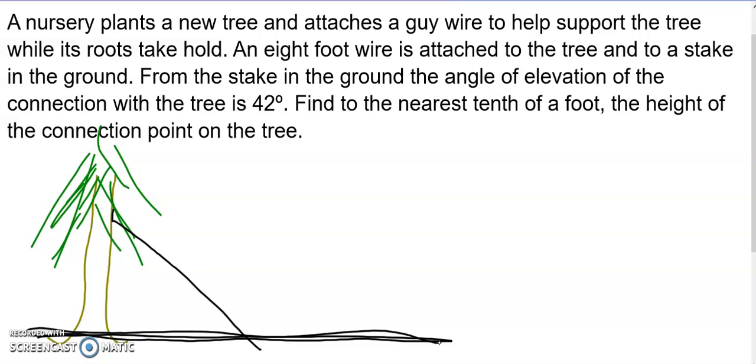From the stake in the ground, the angle of elevation. Now, angles of elevation start from the horizontal, and then they look up. So this angle right here is 42 degrees. Trees grow at a right angle to the ground, so I can put that in. I know this wire, the problem said, was 8 feet long, and we want to find out how long the tree is. So when we draw in our triangle, my triangle is right there. Boom.